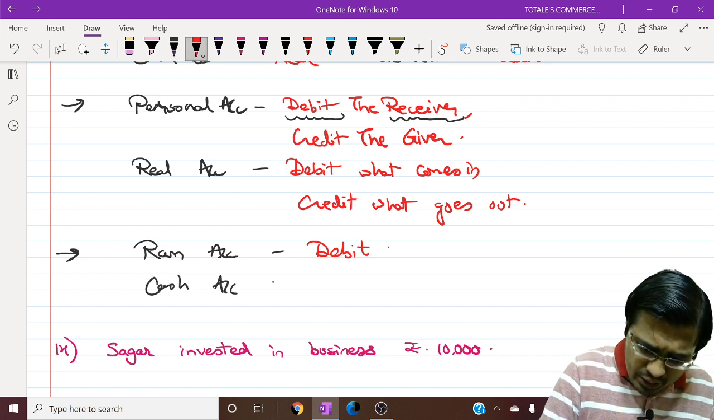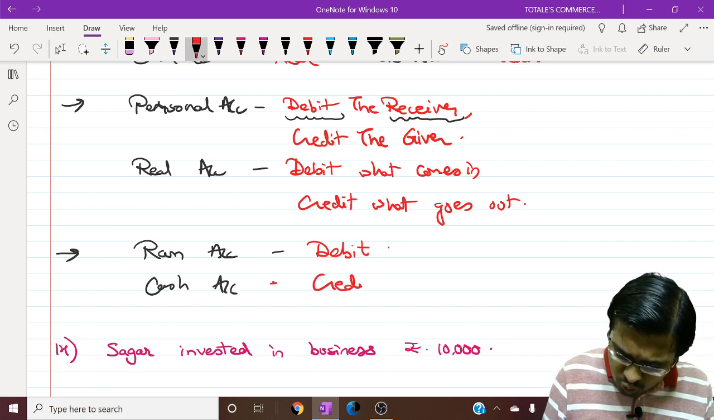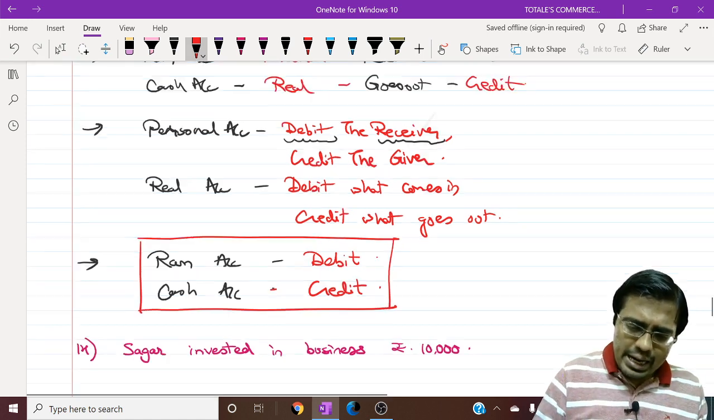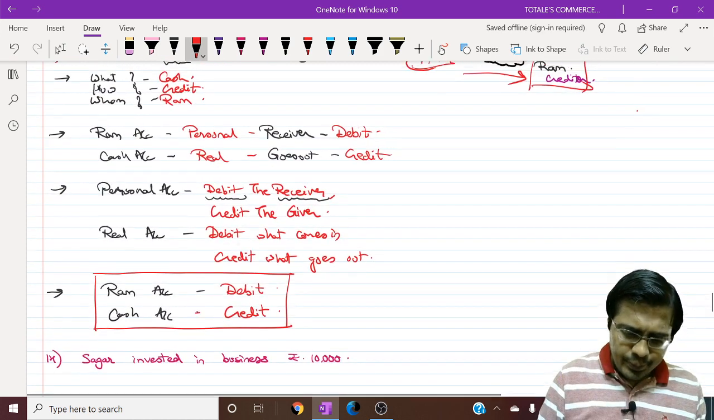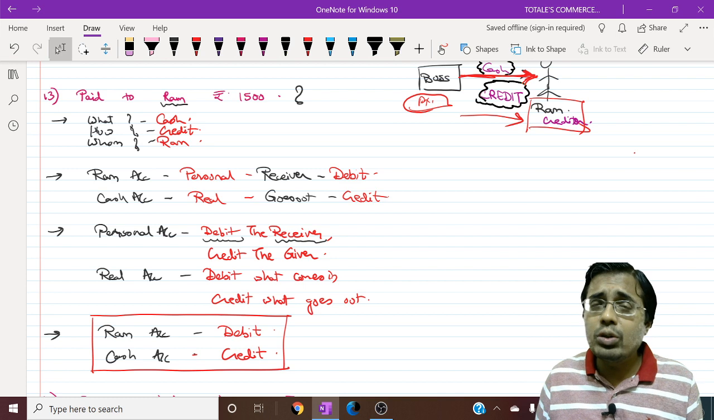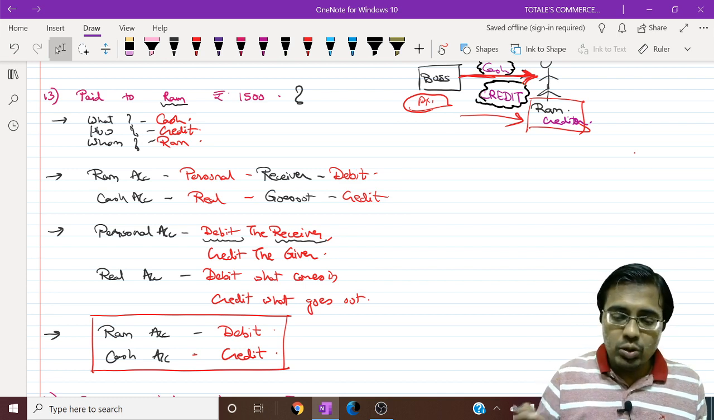Again, this was a very simple transaction. To be able to pass journal entries, you need to know these rules, and you should be clear about what you are doing, right? There has to be no confusion in your mind. See, paid to Ram rupees 1500.